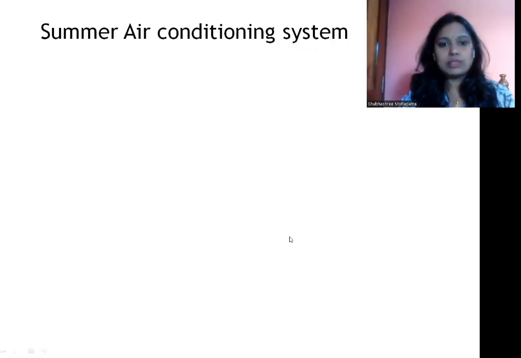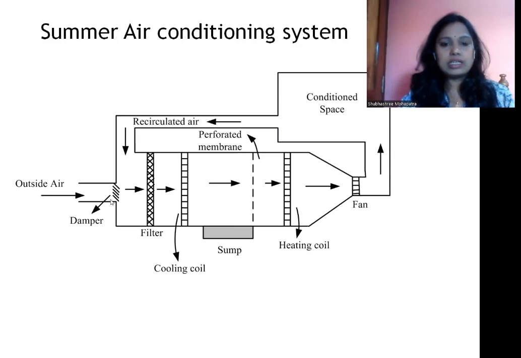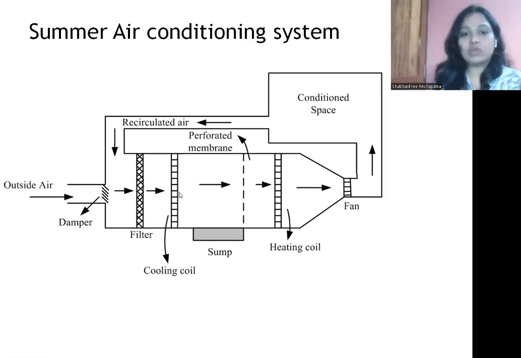So let's discuss it briefly. Here, it is the damper. The damper will regulate the volume flow rate of the air, and outside air will enter through the damper. Here the recirculated air will mix with the outside air, and together they will pass through the filter. The dust particles and pollutants will be removed, and the air then passes through the cooling coil. In the cooling coil, the cooling process will follow. Then some moisture will also condense here. The condensed moisture, that means the water, will be collected here at the sump.